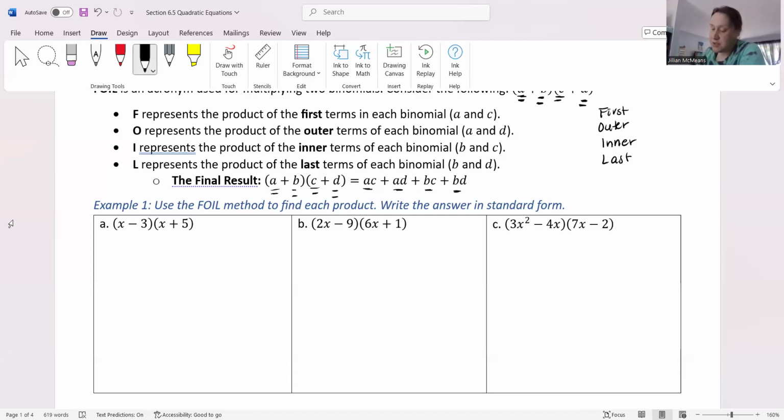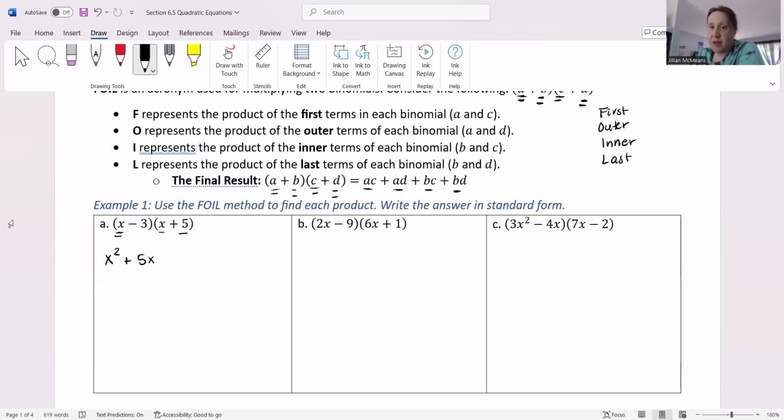So let's start with this first x. We want to distribute it through the second binomial. So I need to take x times x. Well, x times x would end up being x squared. We are multiplying two things that have the same base. We keep the base, we add the exponents. I then need to take x times 5. Well, 5 times x is just 5x.